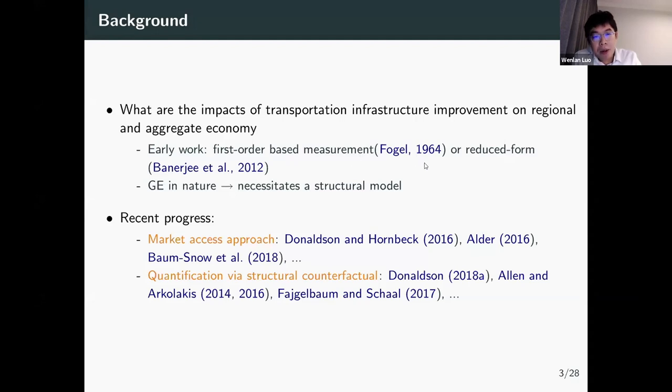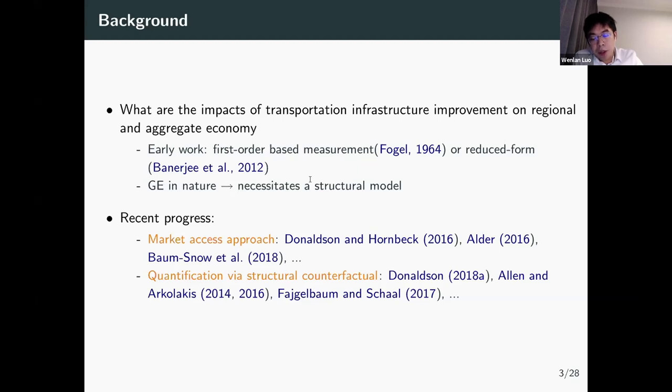And then later on, we have seen a large literature on using reduced form by looking at the variations in a road network and looking at cities that potentially benefit differently from those network expansion and look at the differences, basically a difference-in-differences design. But we all know that this topic is probably of general equilibrium nature because the transportation improvement mainly reduces the domestic trade cost and it would have an impact on the welfare through the trading behavior, which is a general equilibrium topic.